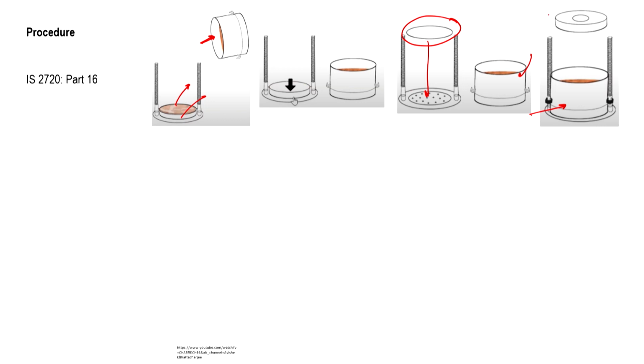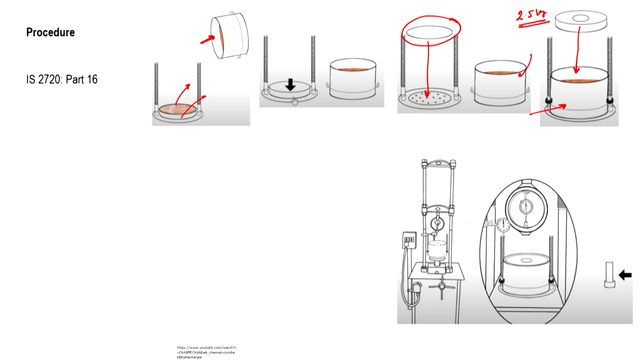After that, we use a surcharge weight of 2.5 kg and place it over the sample. You see the surcharge weight has a hole here. This hole is given so that we can put a plunger inside it, which can make contact with the soil.